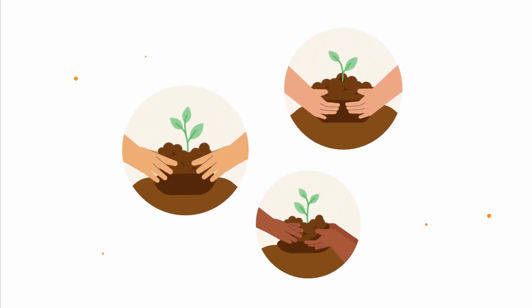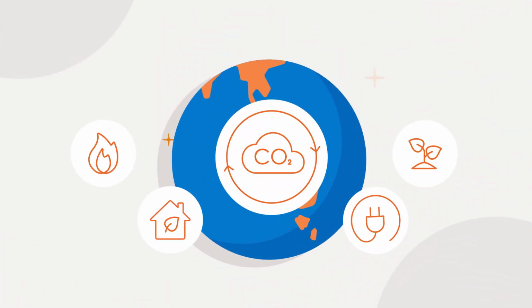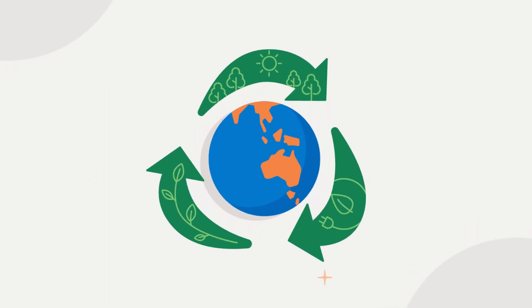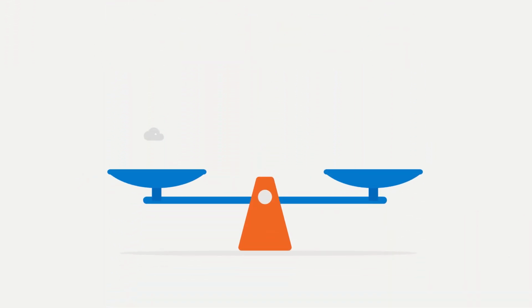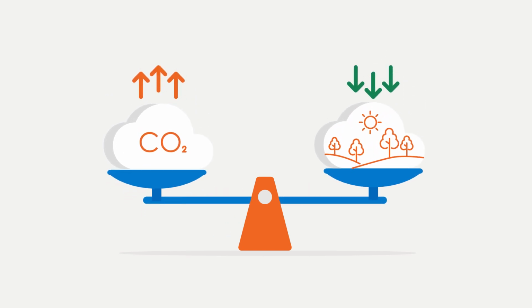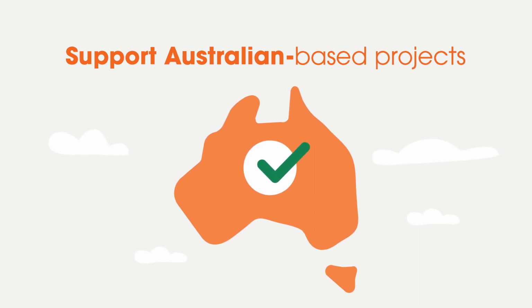If you're looking to make some changes to support a better future, our Carbon Balance Plan is an easy way to reduce your carbon footprint and help make a difference. Our Carbon Balance Plan enables our customers to offset the carbon emissions associated with their electricity or gas usage by supporting Australian-based carbon offset projects.